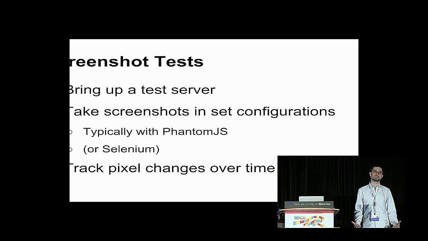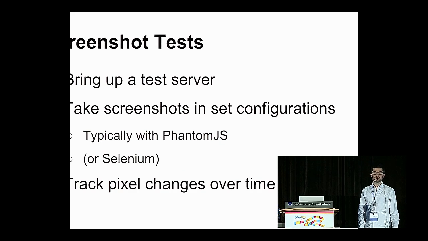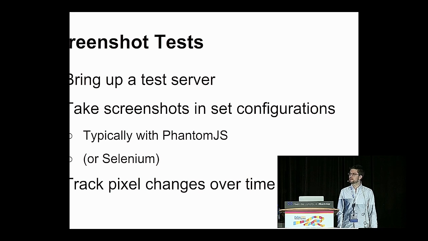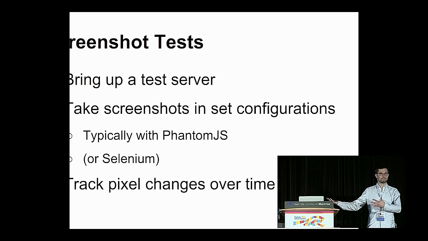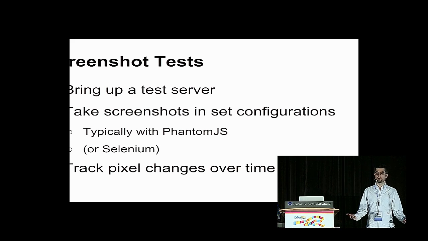And then once you have that screenshot, you check how the pixels change over time. Changes in pixels often reflect desired changes, but sometimes they can reflect bugs as well. So you can imagine how if there were a screenshot test for the dashboard page, then the change that added the unicorn would have shown up very clearly in a screenshot test.